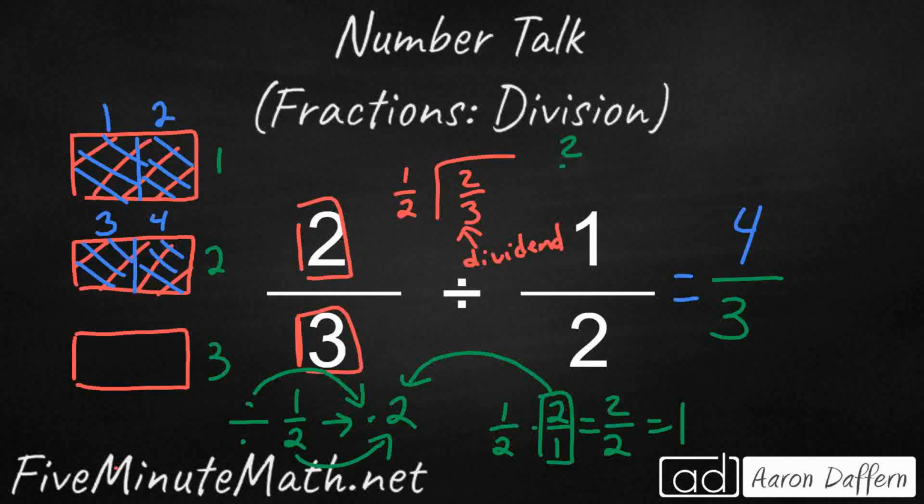So let's think about that. 2/3 divided by 1/2 can be reimagined as 2/3 multiplied by 2 over 1, which is really 2. But when we multiply fractions, it's good to have a denominator in both. And look what we get. Straight across, that same answer, 4/3.